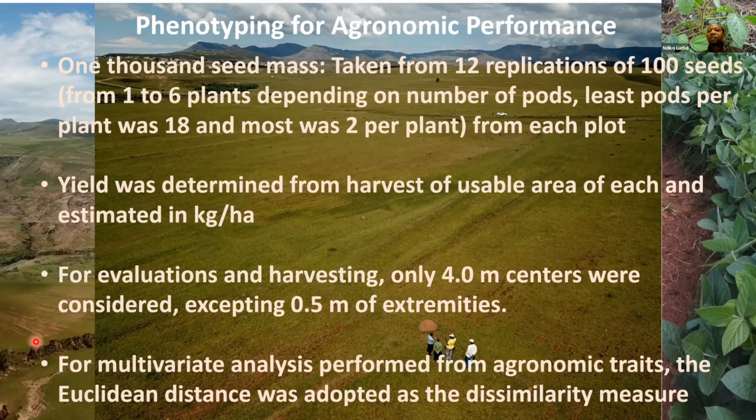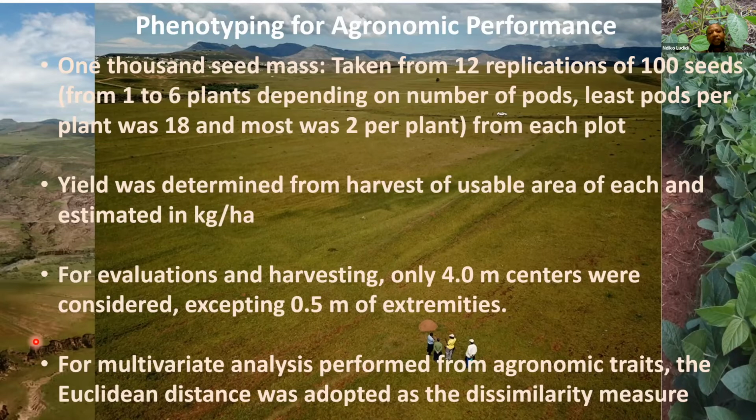In addition to these, we also looked at the weight of 1,000 seeds from each plot using 12 repetitions or replications based on 100 seeds. And then we multiply that by 10 in order to get the mass of 1,000 seeds. This really reflects yield, and we thought that a reflection of yield could also be related to genetic diversity within the different genotypes that we're working with.